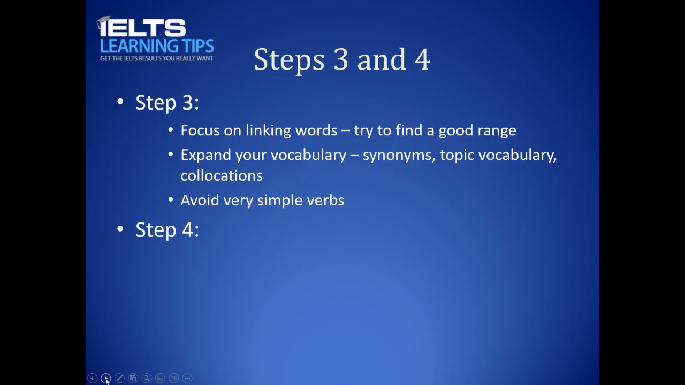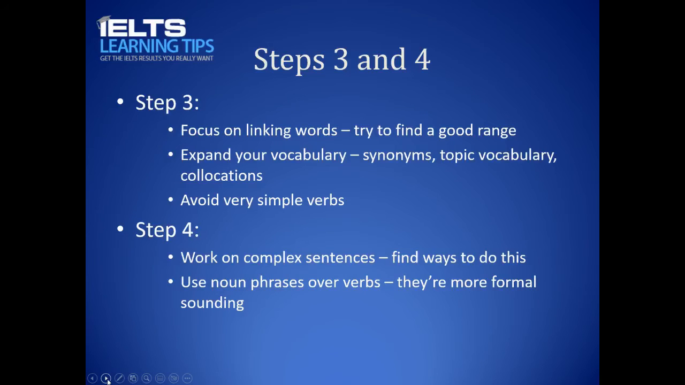Okay, so now when we get to step 4, you should have a good range of vocabulary, a good range of linking words and devices, and your writing should be developing well. Now start to think about more complex sentences. So how can I introduce these? Maybe you want to use a conditional sentence. Maybe you want to use a not only but also. So think about how you can introduce more complex sentences into your writing.